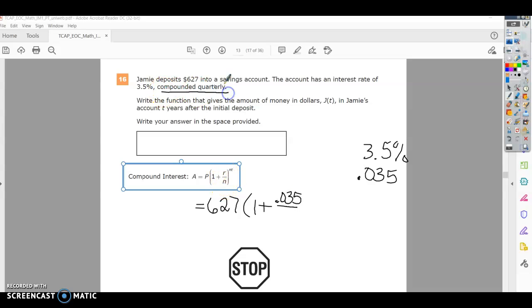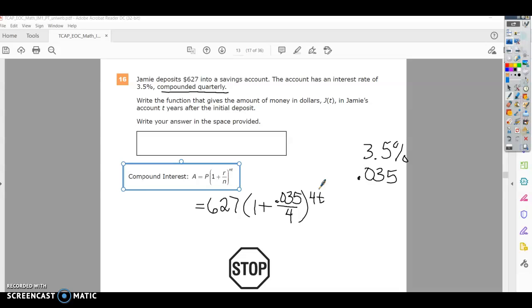All right, N is the number of terms. This says compounded quarterly. Quarterly means 4 times a year. And then N times T, so we take the same N, 4, and T is time. We don't know in Jamie's account t years after the initial deposit how much time is going to be, so we're just going to leave that as T.